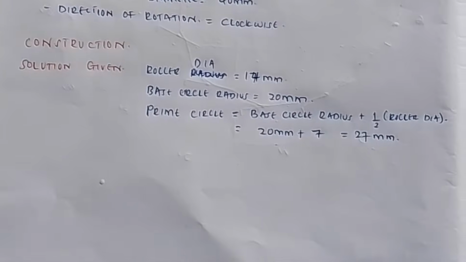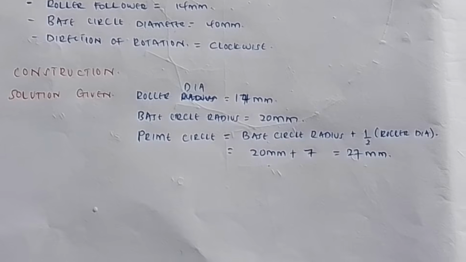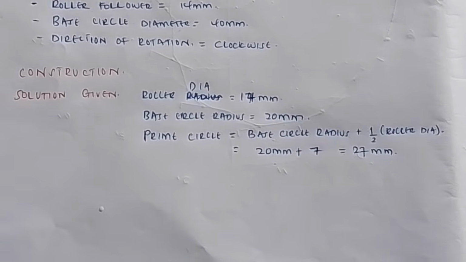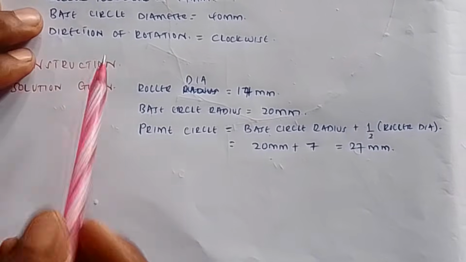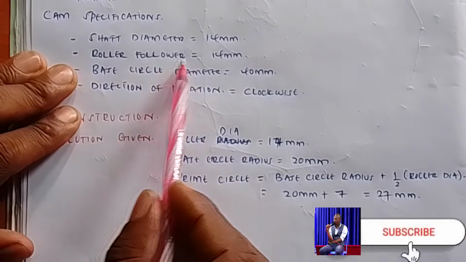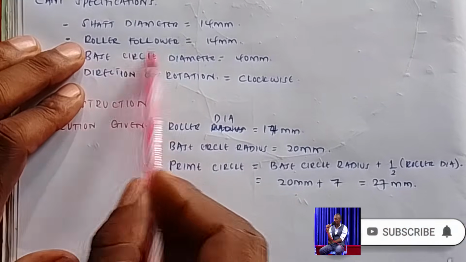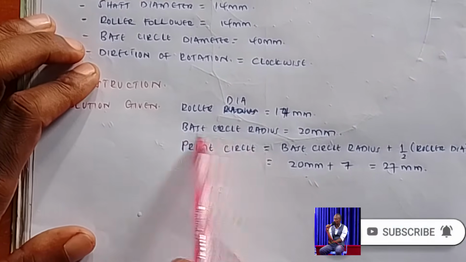Construction, I've written to you. And what have we been given? Solution: the roller diameter is 14 millimeters. Base circle radius will be 70 millimeters. And the prime circle now, because when it comes to a roller follower, whenever you see a roller follower, you know very well there must be a prime circle.